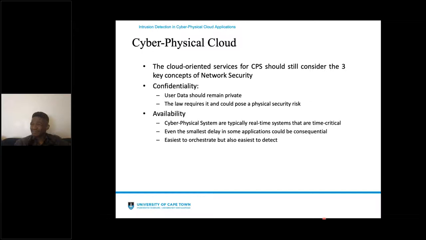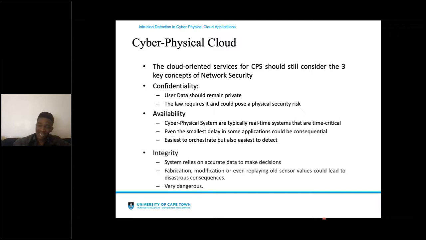These are very easy to orchestrate, but also the easiest to detect, not only because it becomes evident that you can't access the information, but also because for any kind of algorithm that needs to detect this, it's very, very easy to detect this kind of availability attack.